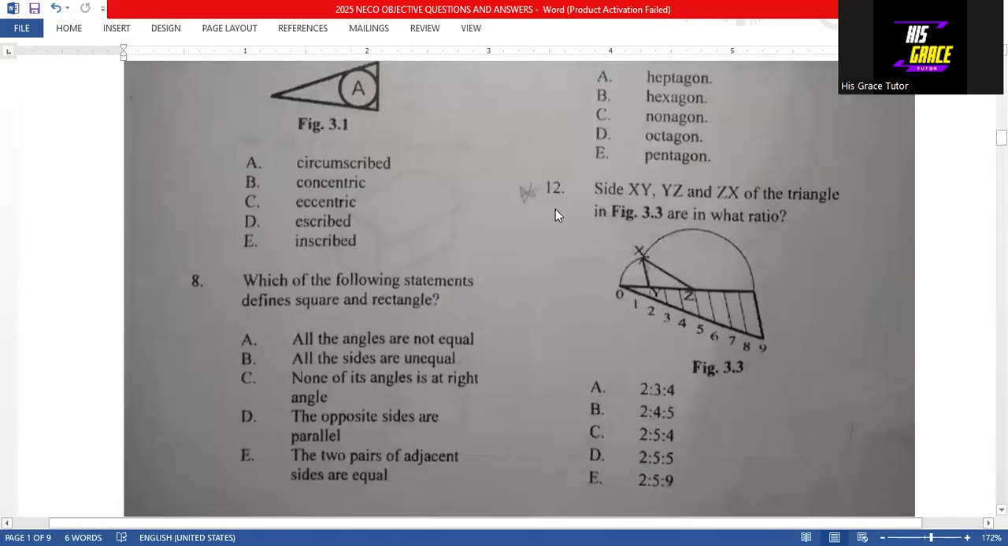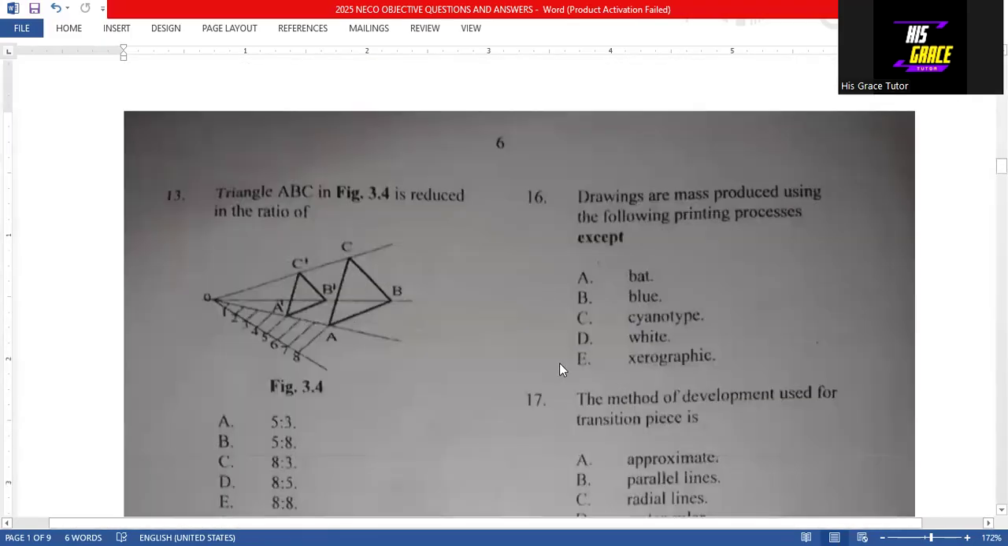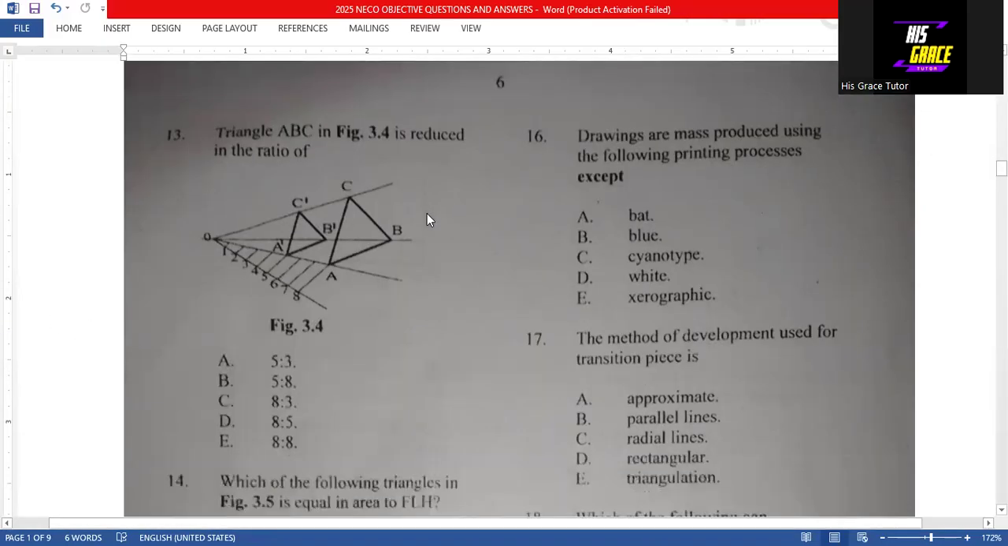Then question 12, sides XY, YZ and ZX of the triangle in figure 3.3 are in what ratio? They are in ratio 2:3 and 2:4. That is option A, gives us the answer to question 12. Then going to question 13, here we have triangle ABC in figure 3.4 reduced in the ratio of 8 to 5. Option D is the answer to question 13.